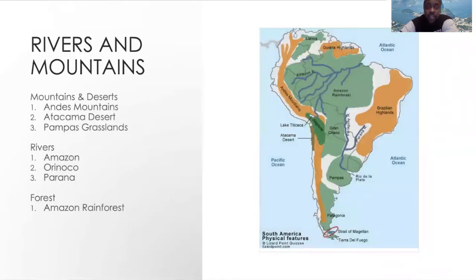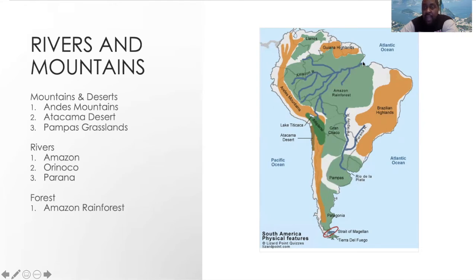So some of the rivers and mountains we went over, we know the Andes Mountains is along the west side of South America, and it is pretty much the longest mountain range in South America, right? So along with the Andes Mountains, right here, you see the Atacama Desert, which is the driest part of South America. And then we have the Pampas grasslands, which is part of Brazil, Rio, okay?